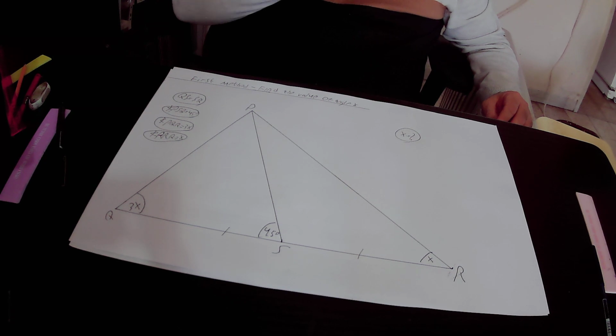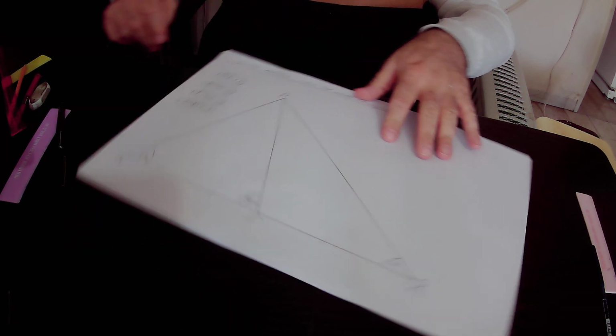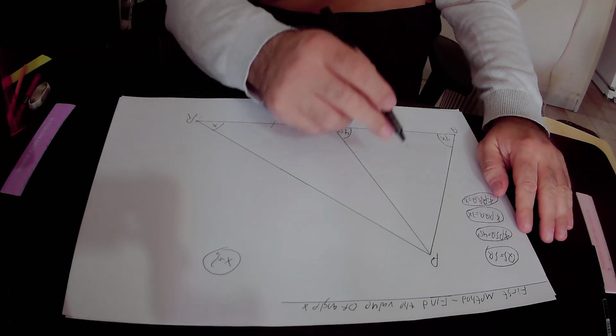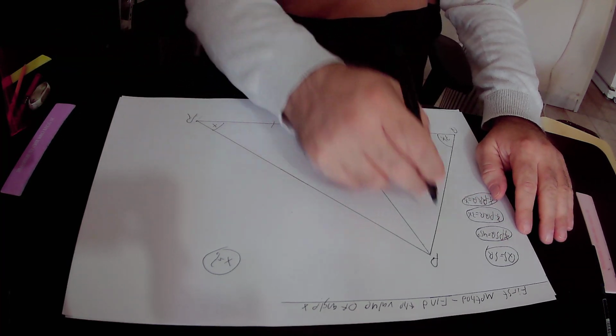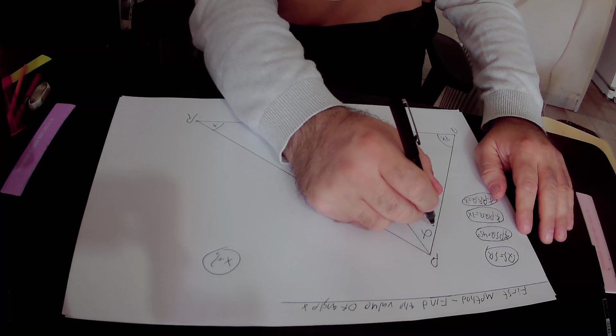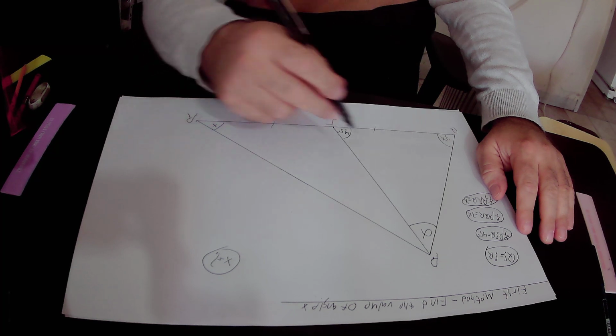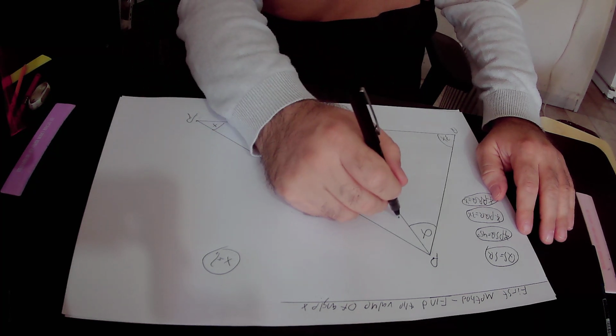So first of all, we will define angle PQPS. This angle is angle alpha, and we will also define angle SPR as beta.